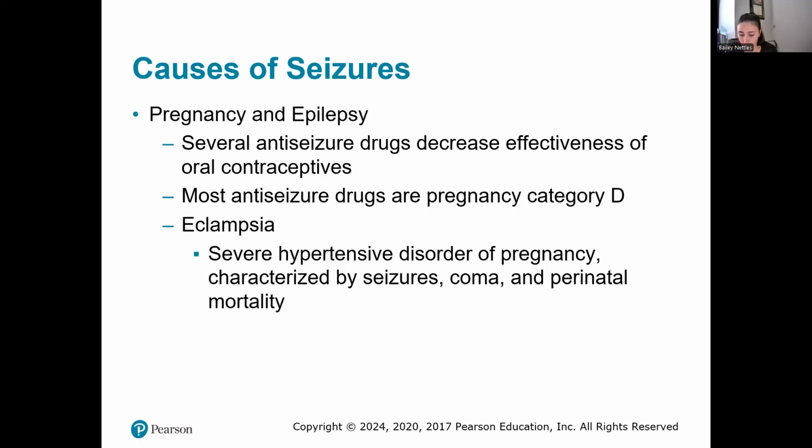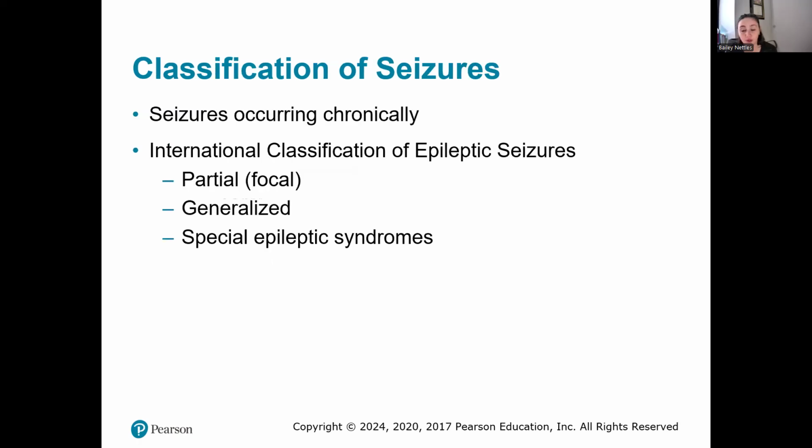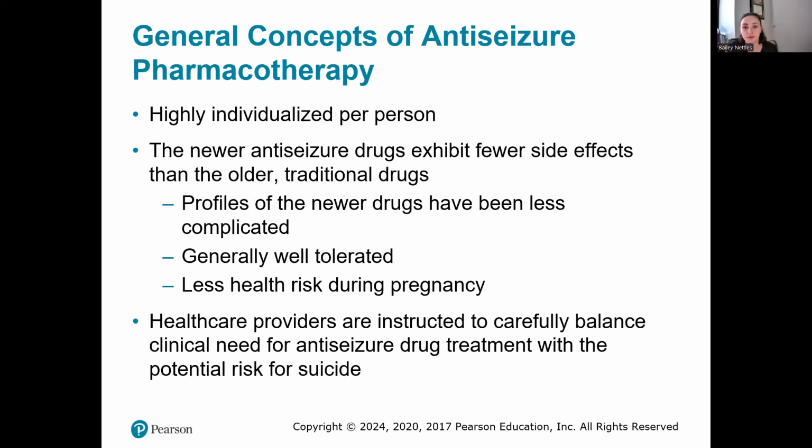Okay, so you can have partial or focal seizures, like just the rolling of your eyes, or just one little muscle. Generalized is usually your whole body. And if I'm wrong on any of this, please go by your nursing class, okay?